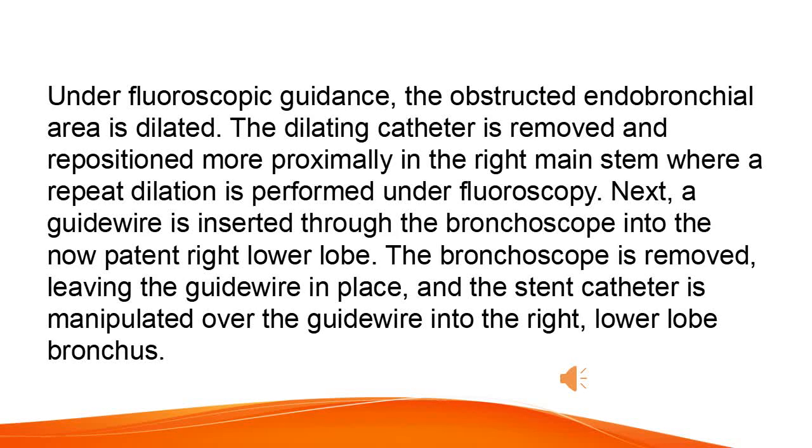under fluoroscopy. Next, a guide wire is inserted through the bronchoscope into the now patent right lower lobe. The bronchoscope is removed, leaving the guide wire in place, and the stent catheter is manipulated over the guide wire into the right, lower lobe bronchus.